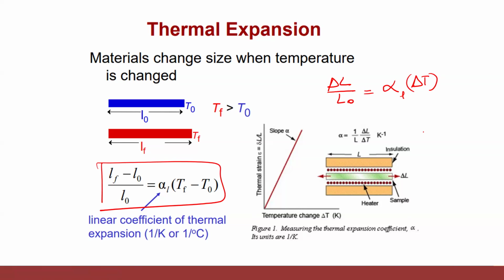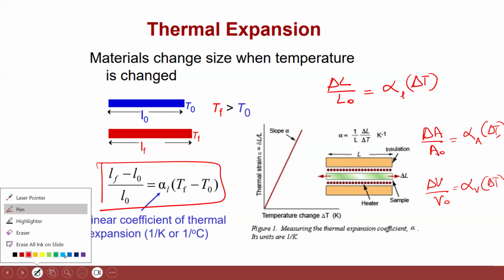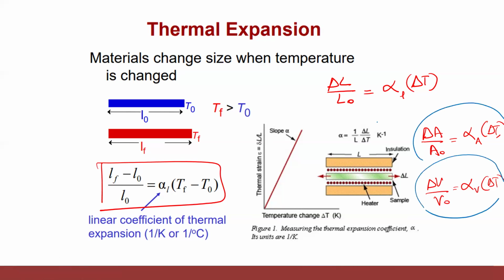Sometimes you consider the change in area divided by the area, which equals the area thermal expansion coefficient times delta T. If you consider the change in volume divided by the original volume, that will be the volume expansion coefficient times delta T. Do you understand the difference between these three? In today's calculations we only use the linear one, but the area means we are looking at the area, and volume means we are looking at the volume.